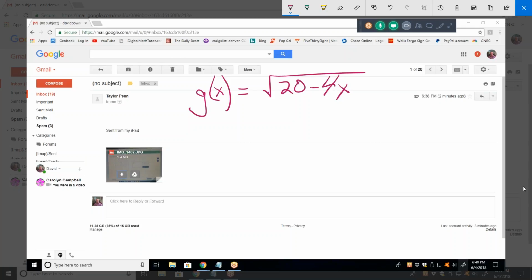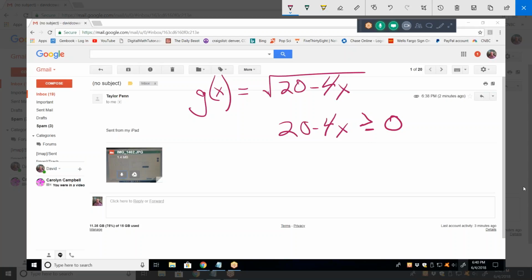Non-negative numbers. Okay. So what do I have to do to 20 minus 4x? What does that have to be equal to or greater than? 0 or greater than 0. There you go. That's how you solve all of these problems involving a square root. Okay. Gotcha. And so now solve that.